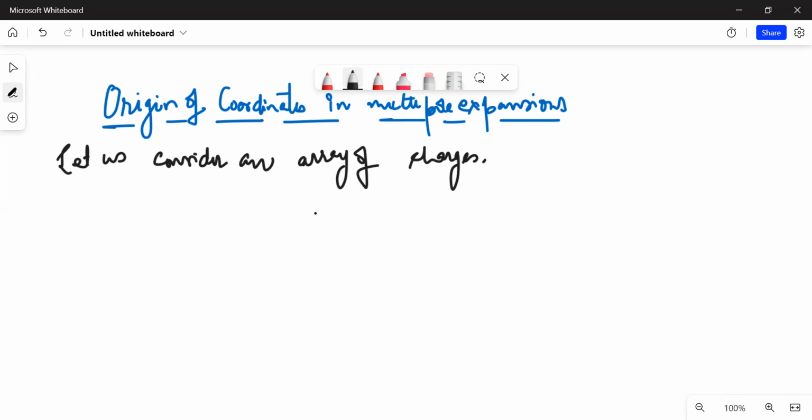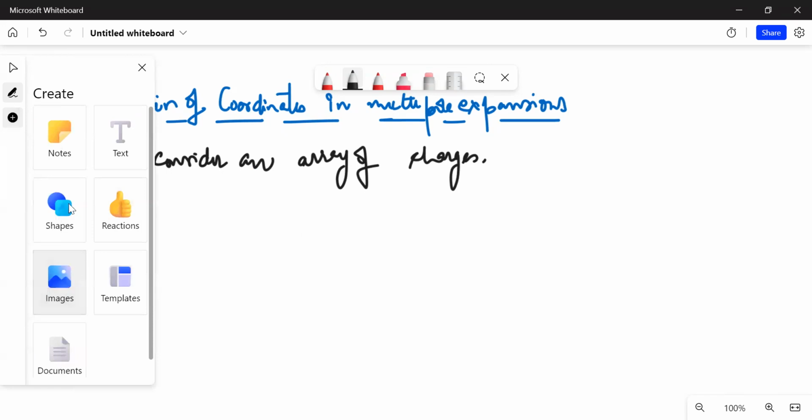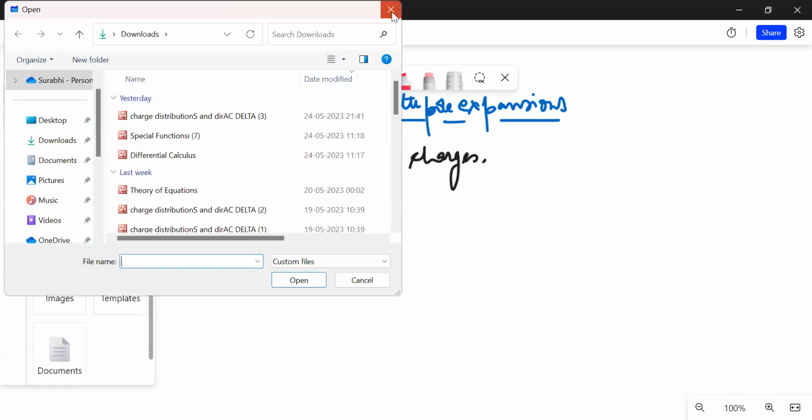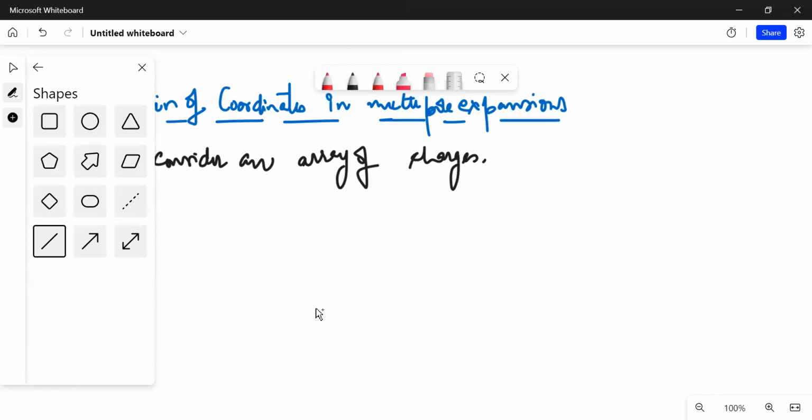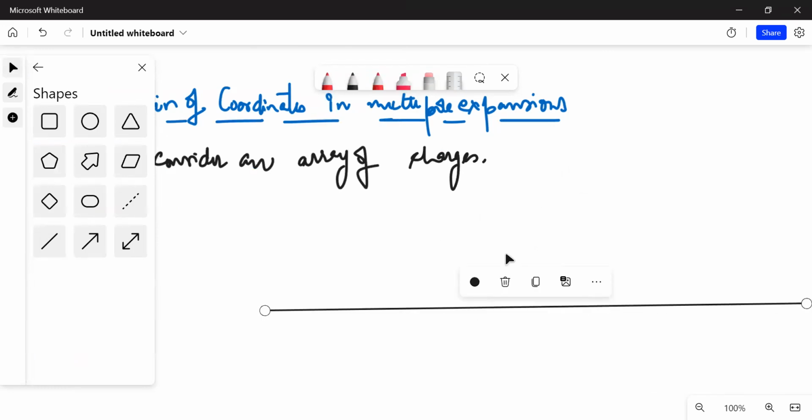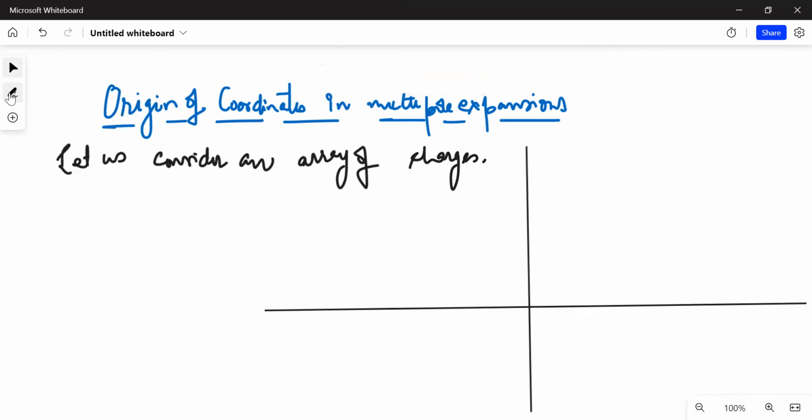So let us consider an array of charges, all placed along the z-axis. I'm just taking the z-axis like horizontal only, so that it doesn't disturb you. और यहाँ पर हम लोगों ने origin पकड़ के चल दिया, ठीक है?